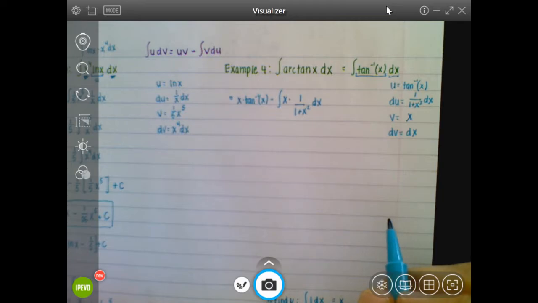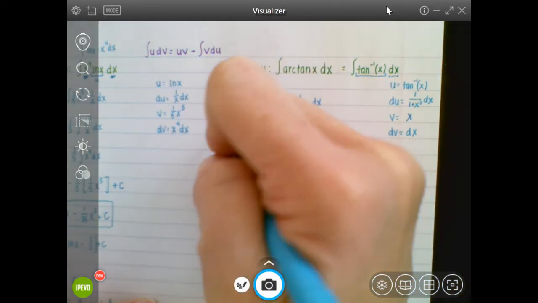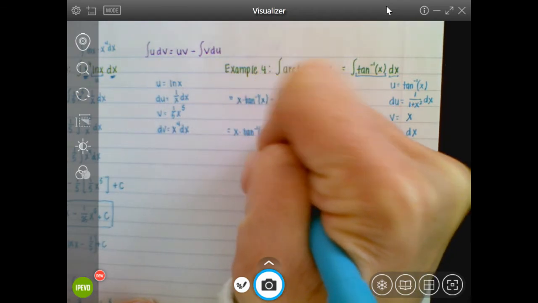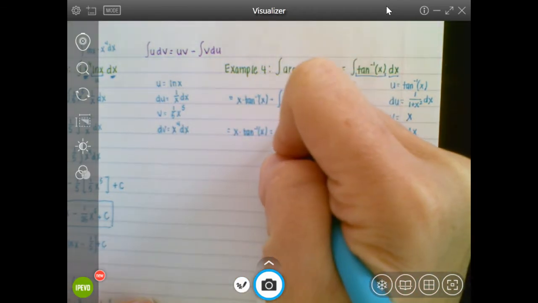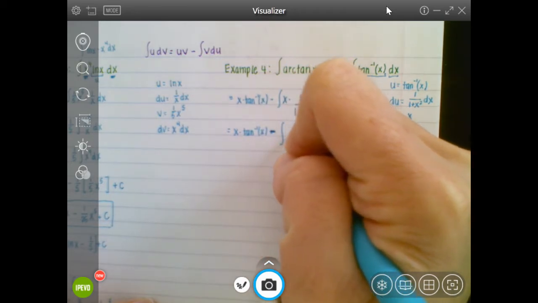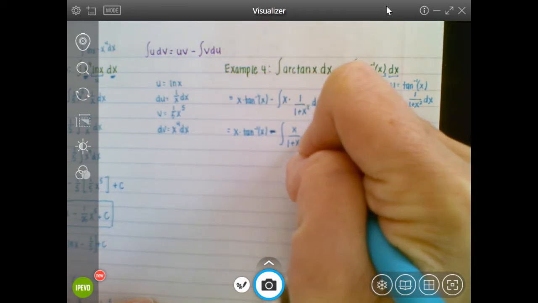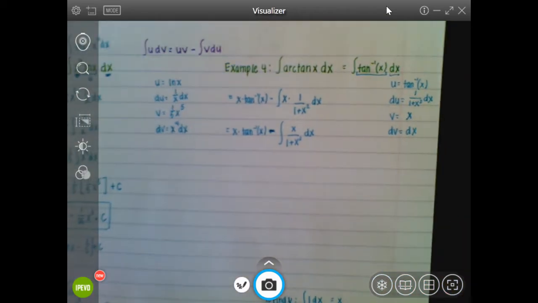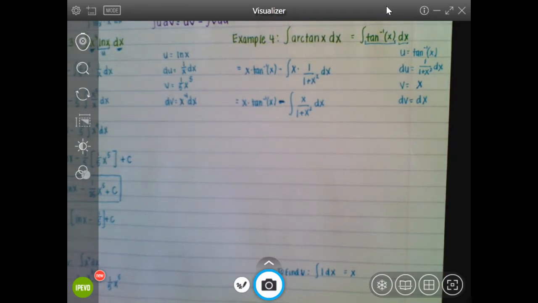All right, so there's a couple different ways that we can approach this problem. I'm going to clean up the stuff that's on the inside of the integral right at the moment, and I'm going to write that as one fraction. So that's going to give me, oops, that should be a minus, the integral of x over 1 plus x squared dx.